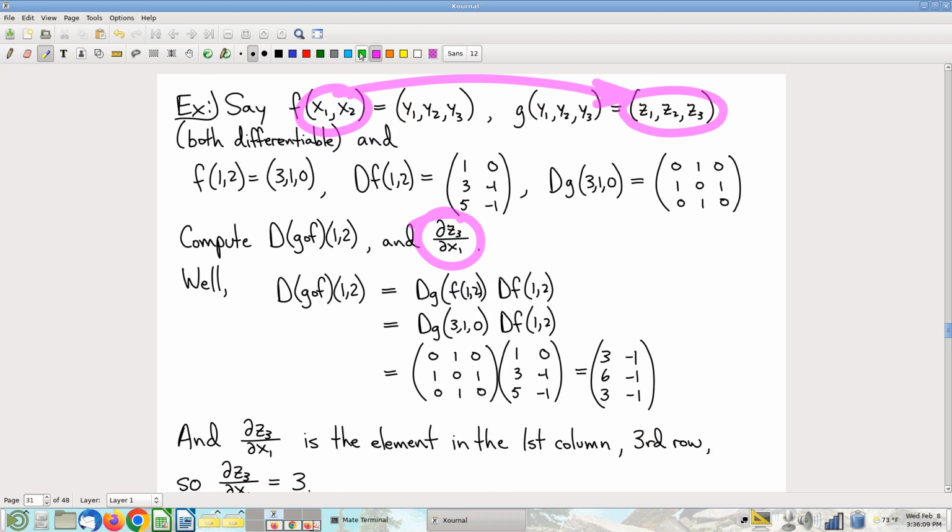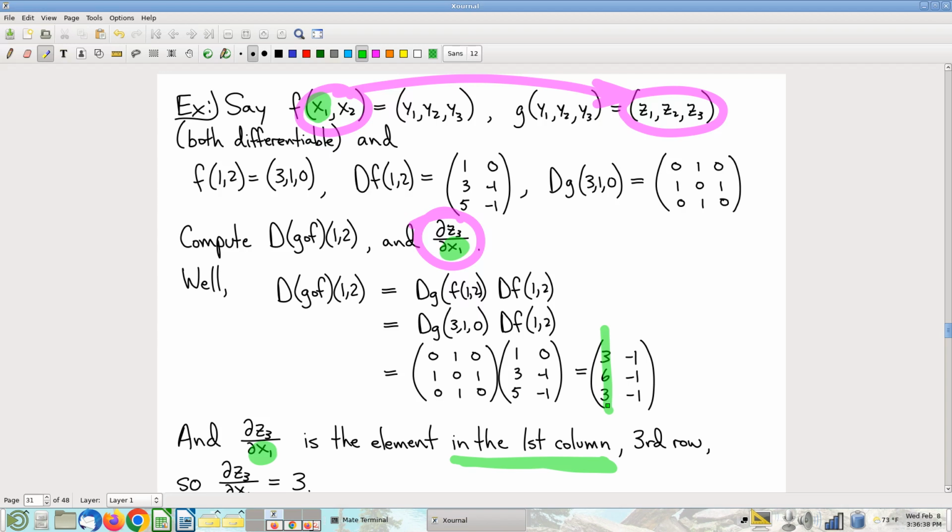Okay, so let's keep track of what's where. We are asked to compute the partial with respect to x1. Where is x1 on this picture? Well, it's the first input variable. Remember, input variables correspond to columns. So if I want to take the partial with respect to the first input variable, I'm going to be looking for an entry in this matrix in the first column. Which one? TBD. But I know that what I'm looking for is in that first column.